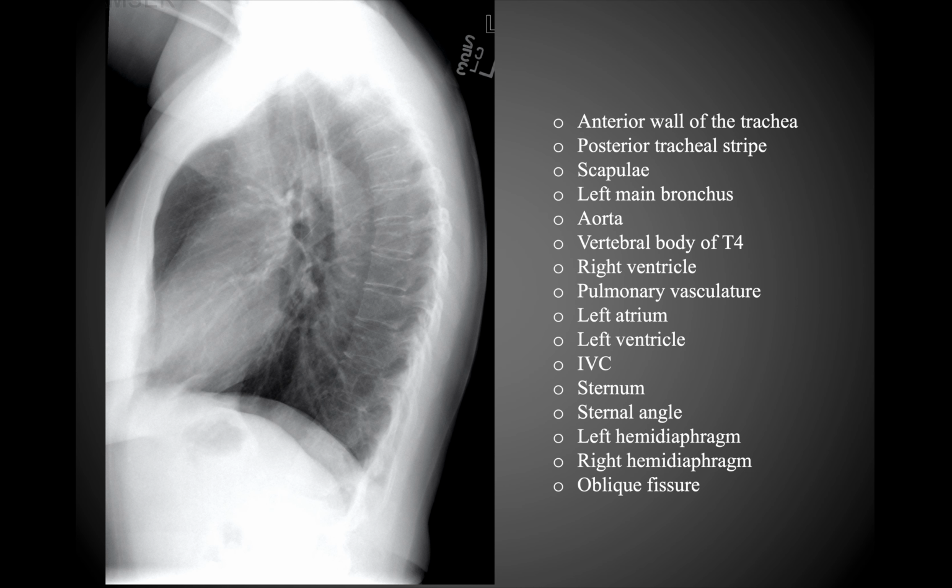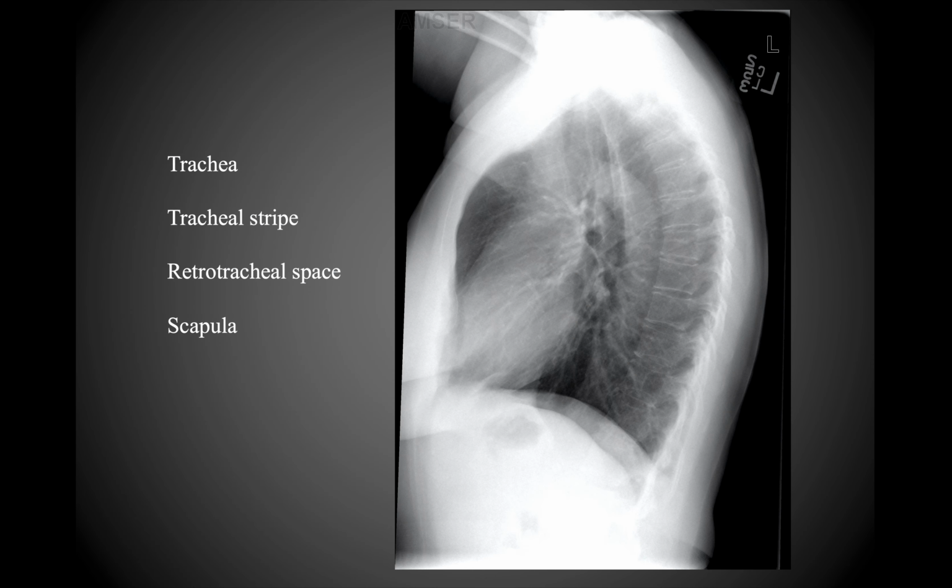So we've talked about some of the spaces, the retrosternal, retrotracheal, and retrocardiac, but now we want to make sure that you're familiar with the major structures located throughout the lateral view. So we'll go through these one at a time.